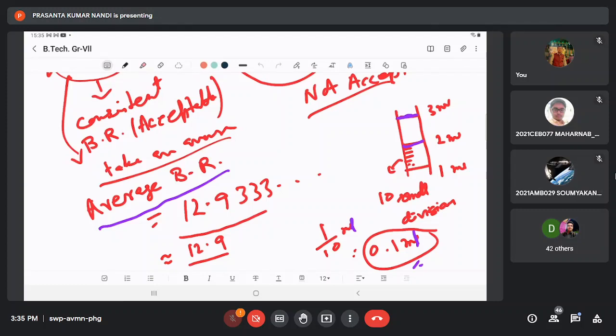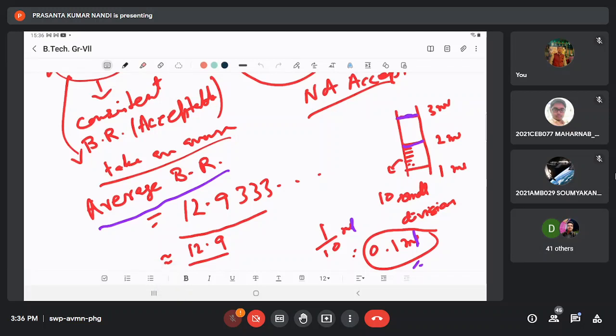Whenever you are reporting a burette reading and it comes out as 9.93, that means the accuracy is up to the first decimal place, it is 0.03. But the maximum accuracy that you can produce in a burette reading is 0.1 mm, because there are only 10 small divisions. So the maximum accuracy would be 0.1 mm, not 0.03, not more than 0.1.